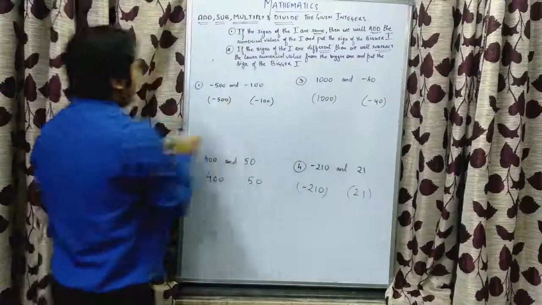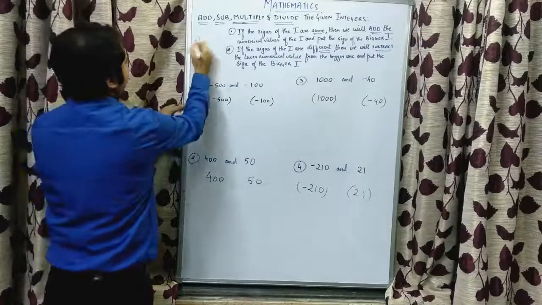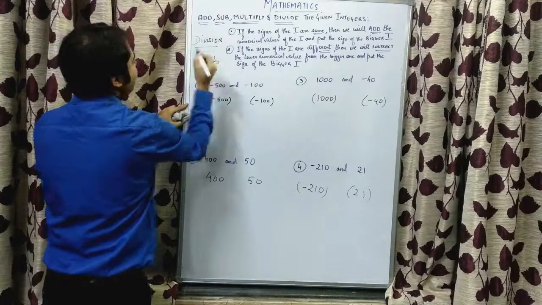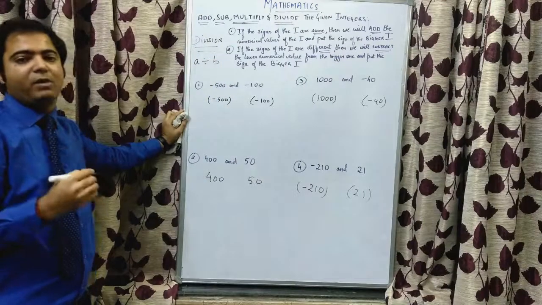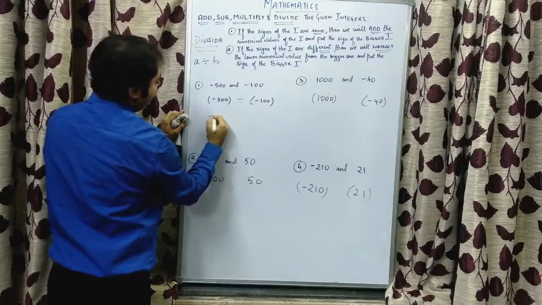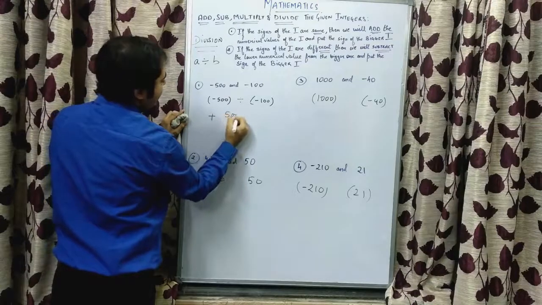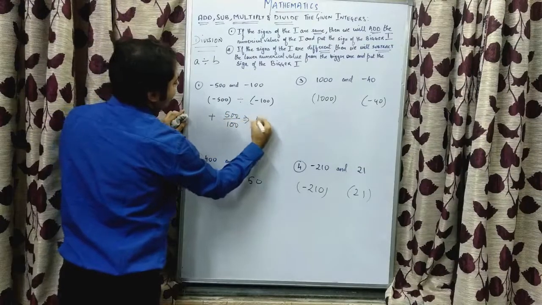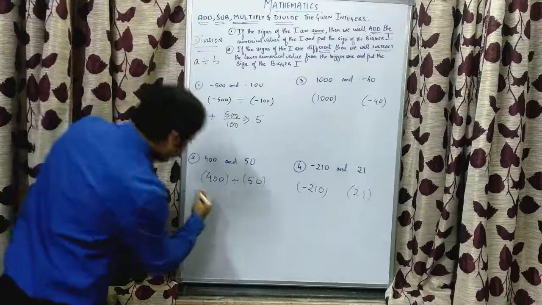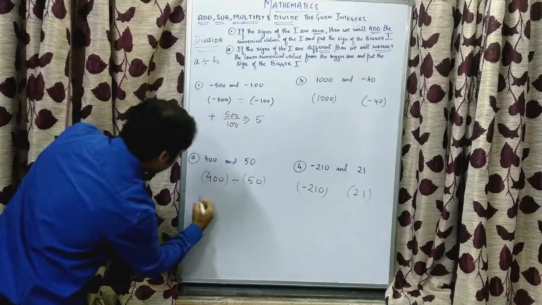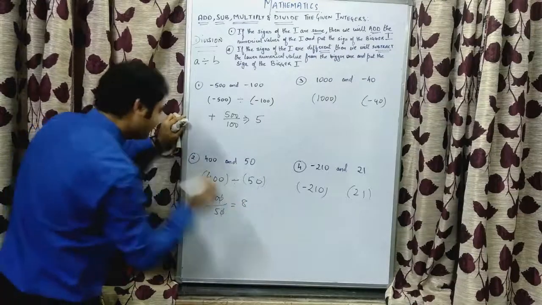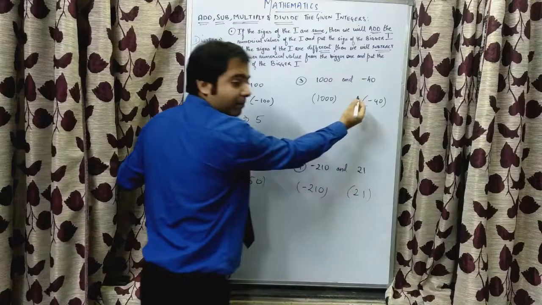The same method we will be applying for division also. Sign will be divided by sign, and integer value will be divided by integer value. Minus divided by minus will give you plus. 500 divided by 100 will give you 5. So your answer is 5. 400 divided by 50, plus divided by plus will give you plus. 400 divided by 50 will give you 8. Right? Next one, 1000 and minus 40.